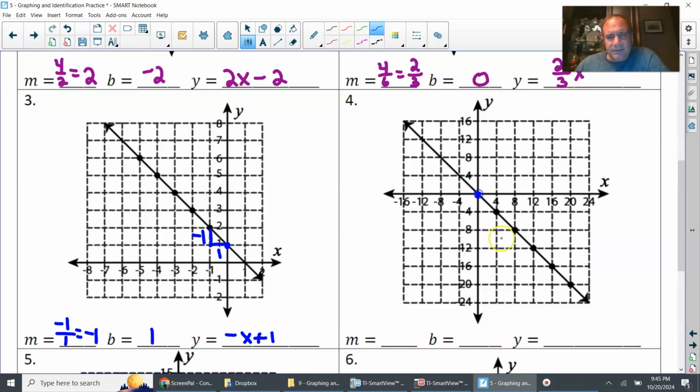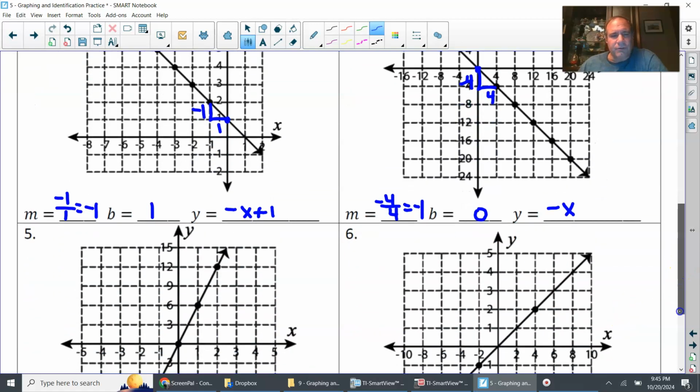This one is a y-intercept of 0. This is a direct variation. I'm going to put that dv right now. So I'm going to make my little triangle just like that. That is a -4, 4. All right, that is -4 over 4, and that's a -1. So this is y equals -x, and it is a direct variation. Goes through the origin.